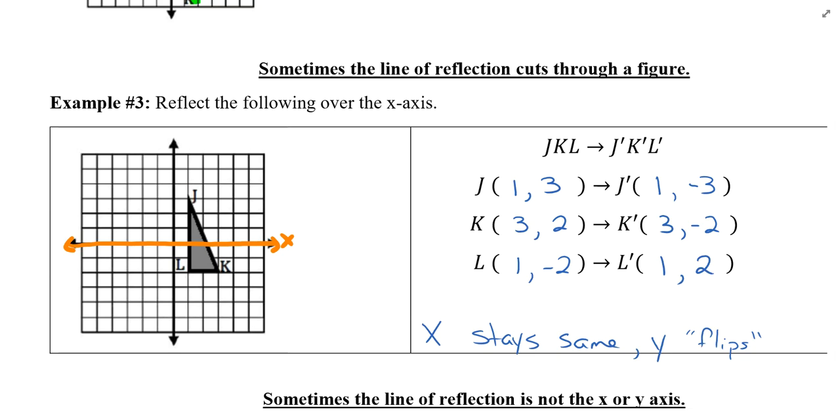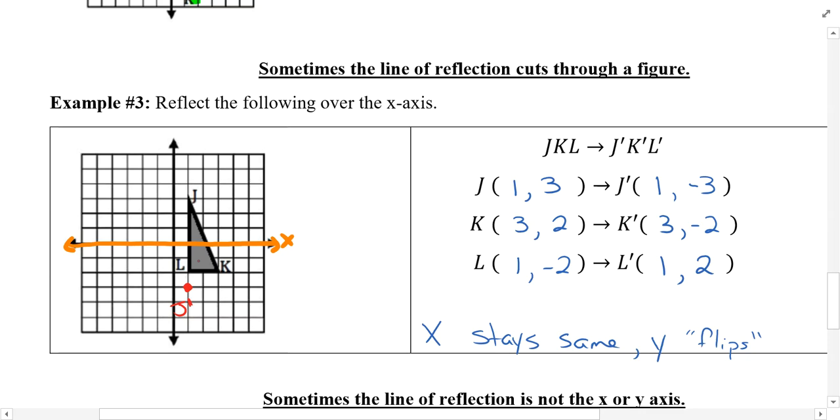So now if I graph these, 1, -3 is here. So my image of J is below the x-axis, which makes sense. If the pre-image J is above the x-axis, if we reflect it over the x-axis, it would then be on the bottom. So then for L and K, since they are below the x-axis, when we reflect them across the x-axis, they will then be above.